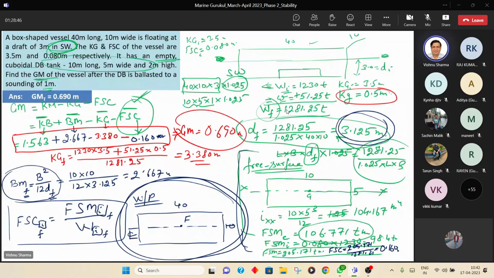So law of flotation, KG, FSC, BM calculation, I of the free surface calculation, all have been put in one question. Is that clear to everybody now?